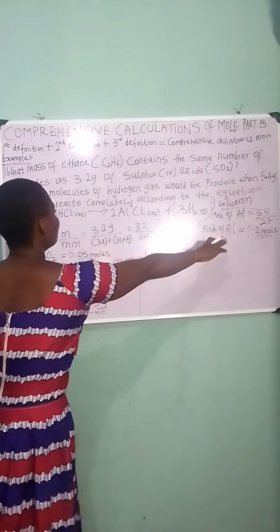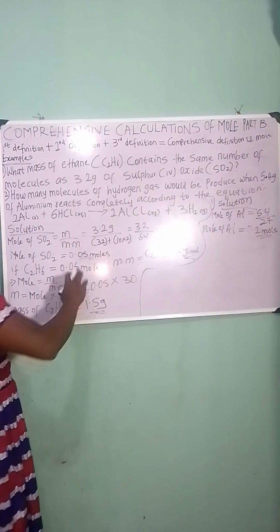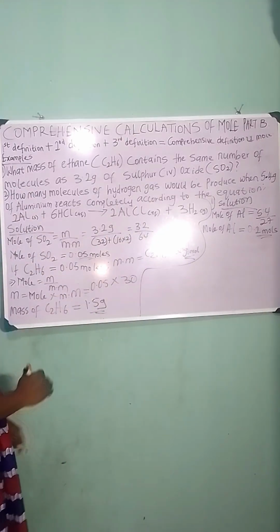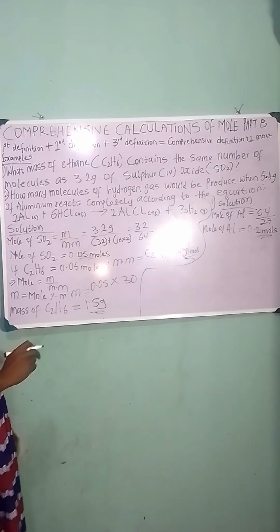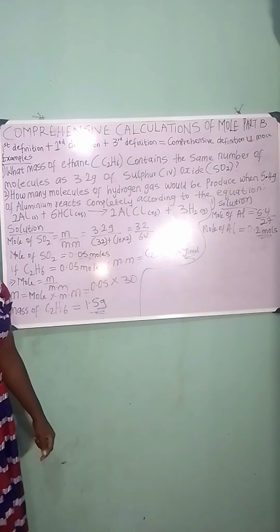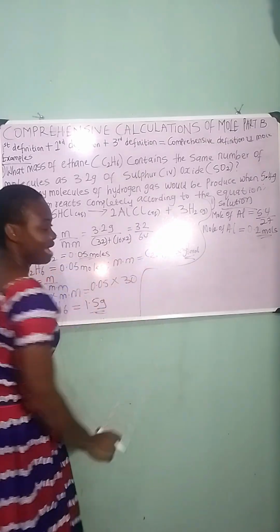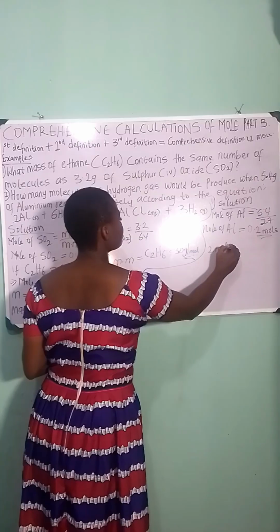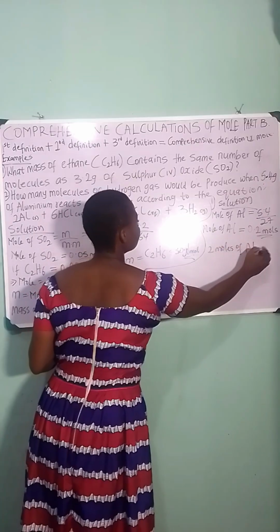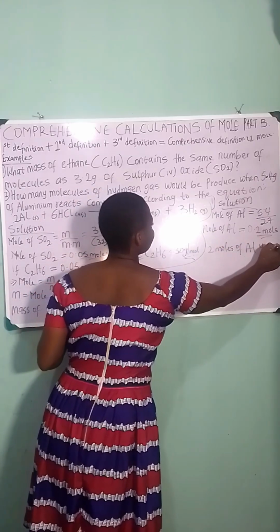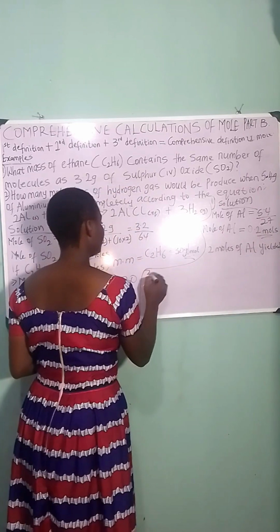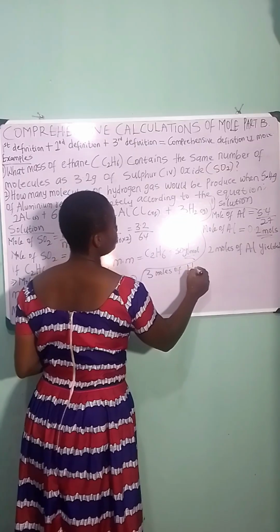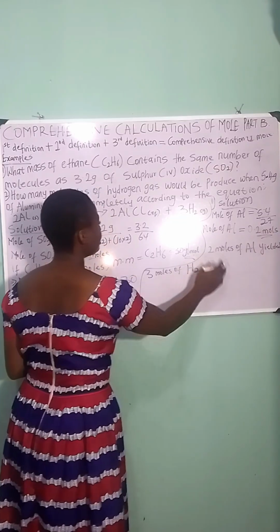Now, we can use this mole to establish the stoichiometry, that is the relationship between aluminum and hydrogen. Go back to this equation. How many moles of aluminum reacted? 2 moles. How many moles of hydrogen did this produce? 3 moles. Are you with me? So let's establish this relationship. 2 moles of aluminum yielded 3 moles of hydrogen gas. This is the relationship.